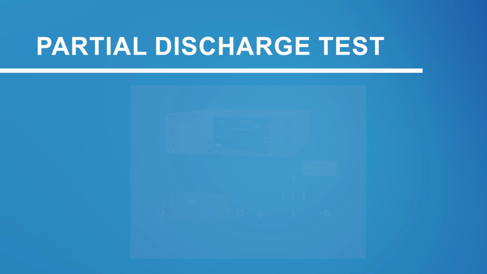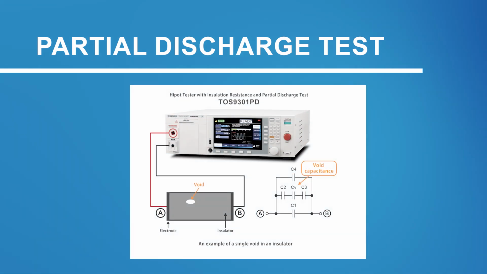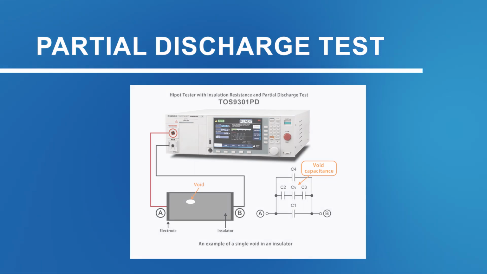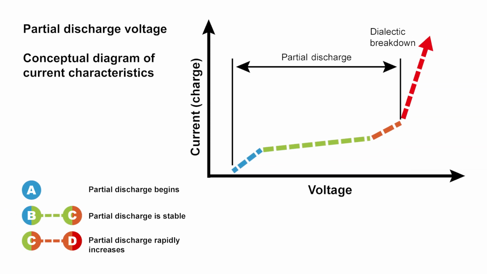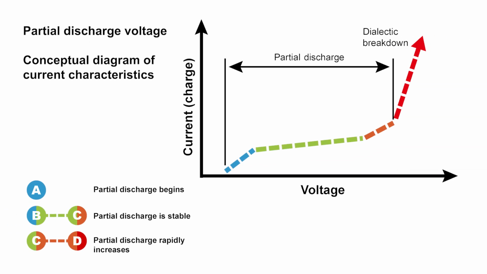Partial discharge testing, on the other hand, captures the increase in charge before dielectric breakdown occurs, so in most cases the DUT will not be destroyed. The relationship between partial discharge and dielectric breakdown is shown in the figure on the right. Partial discharge testing is an effective means of examining the insulation condition.